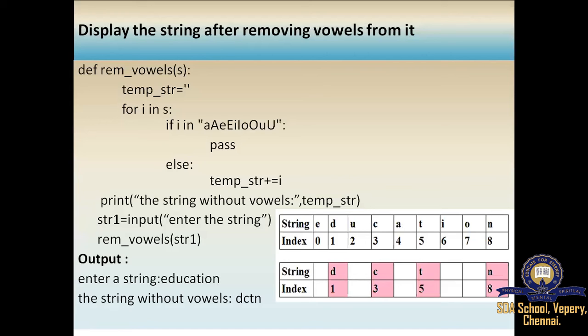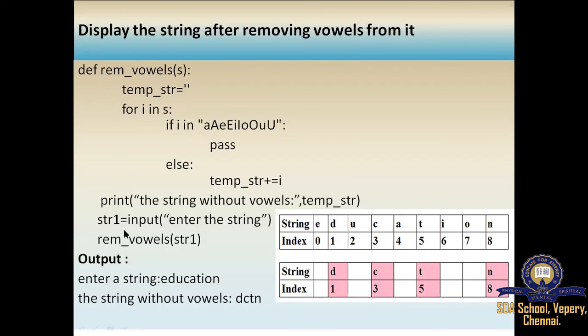Removing vowels. The same concept here, but set in a different level. Of course, you have learned your functions. This program is based on function. What's your function name here? That is the user-defined function name here: remove vowels, rem underscore vowels.